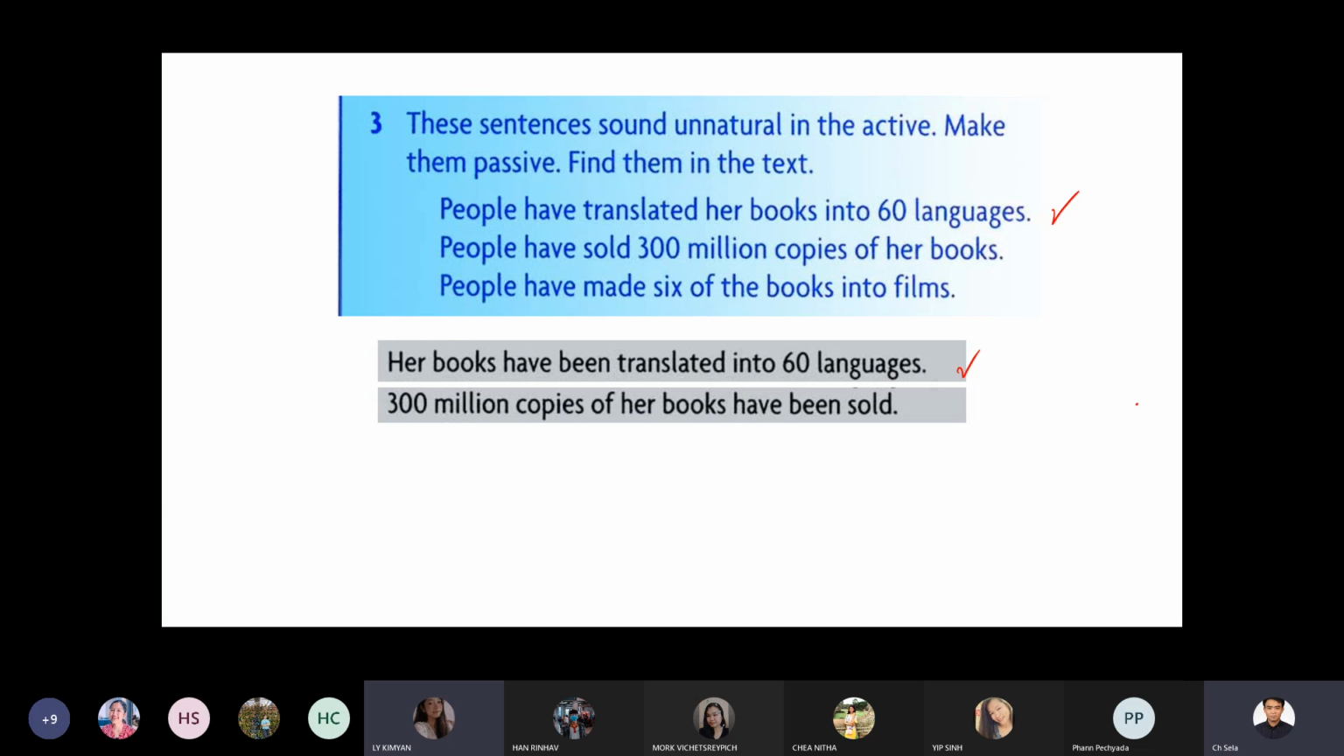Okay, now I want to hear from Pajada. Pajada, number three, please. Yes, teacher. Six of her book has been made into film. Very good. Six of her books have been made into films. Okay, thank you very much.